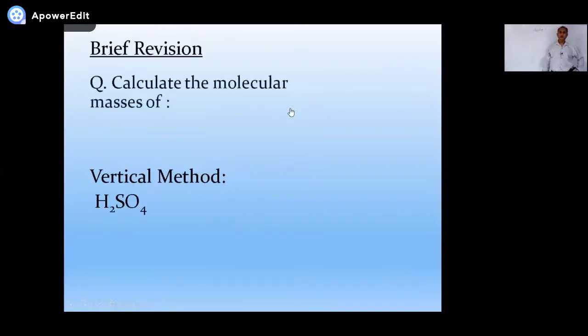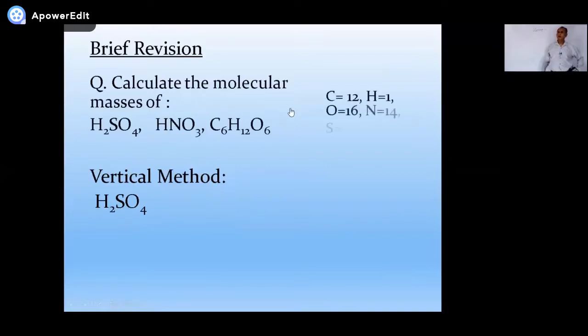Brief revision, we have calculated the masses like H2SO4, vertical method. On the right side, you can see the atomic masses. A short assignment was given to you. I hope that you have done. I've received most of the assignment. It was wonderfully done. Whoever submitted the assignment, thumbs up.